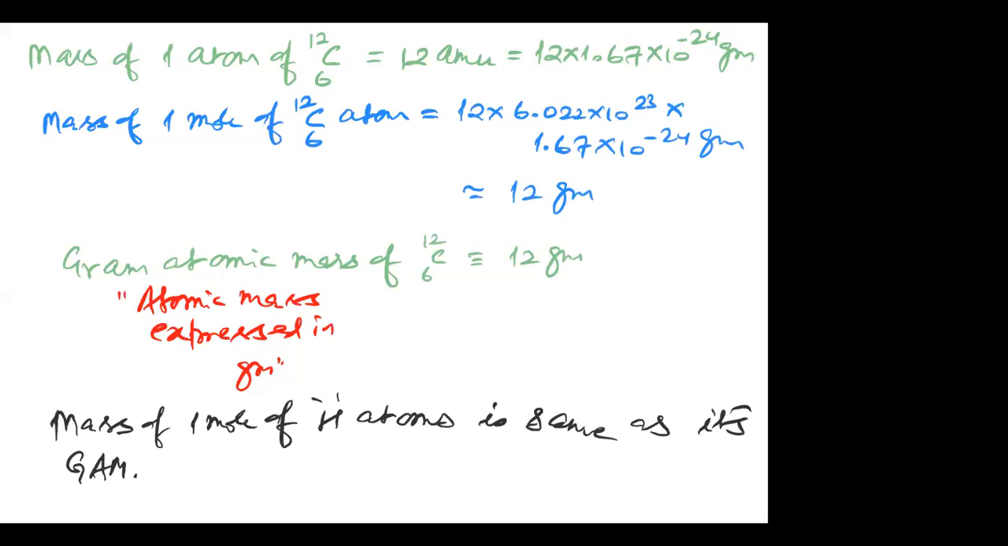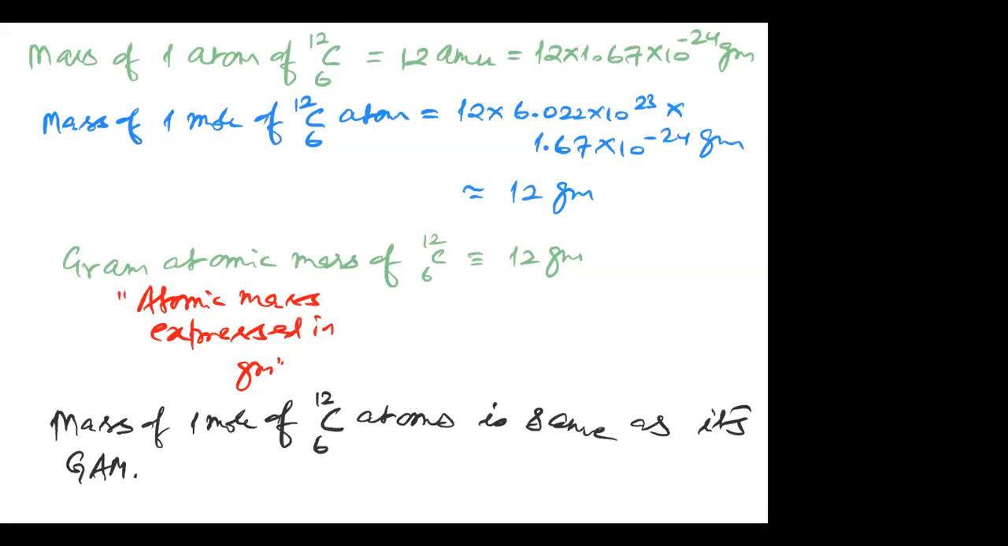So by the same logic, the mass of 1 mole of carbon atom is the same as its gram atomic mass. So you can generalize this concept for every element, for every atom. As we have seen for hydrogen and carbon, it is similarly applicable for any other element, including sodium, potassium, rubidium, anything.